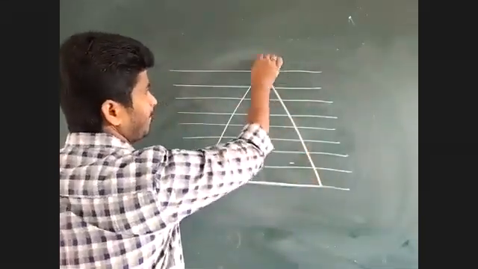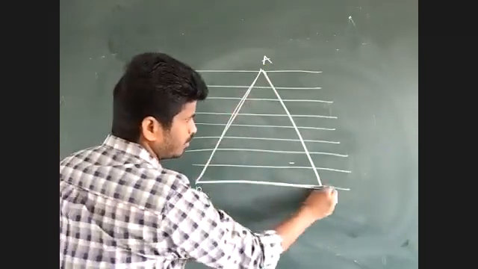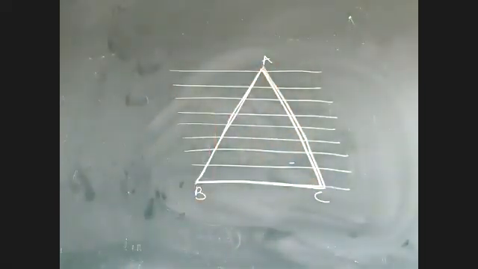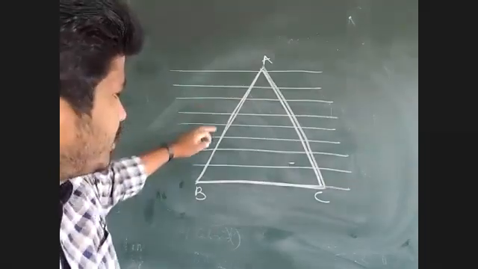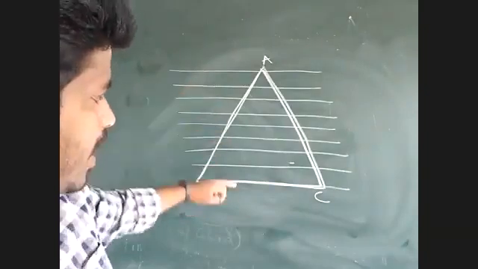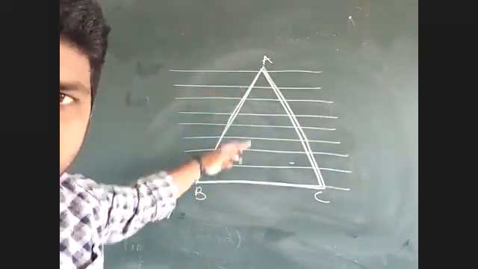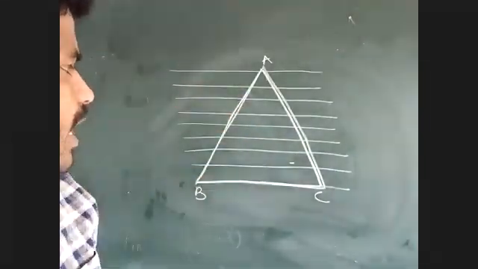ABC is a triangle. Now, our basic proportionality theorem says that if a line is drawn parallel to any one side of a triangle. From these lines, all lines are parallel to BC, right? The first line is parallel to BC, the second line is parallel to BC, the third line, the fourth line, all are parallel to BC. That's why take any one line as the parallel.